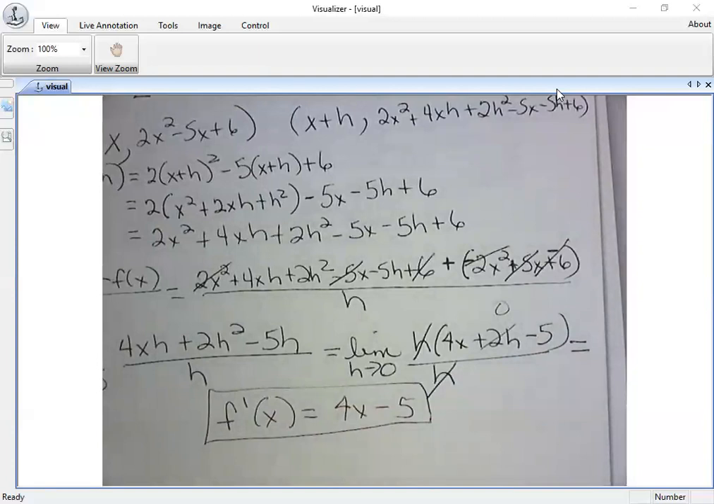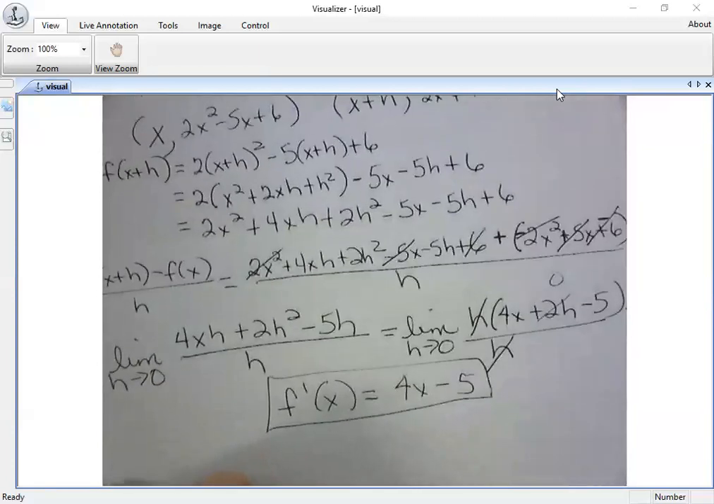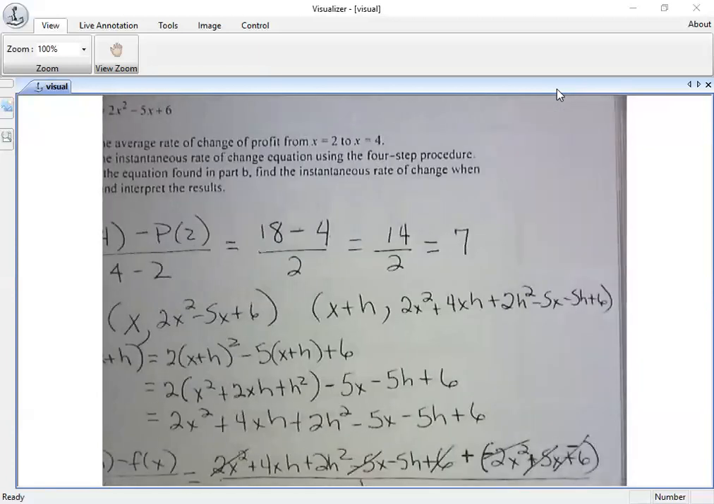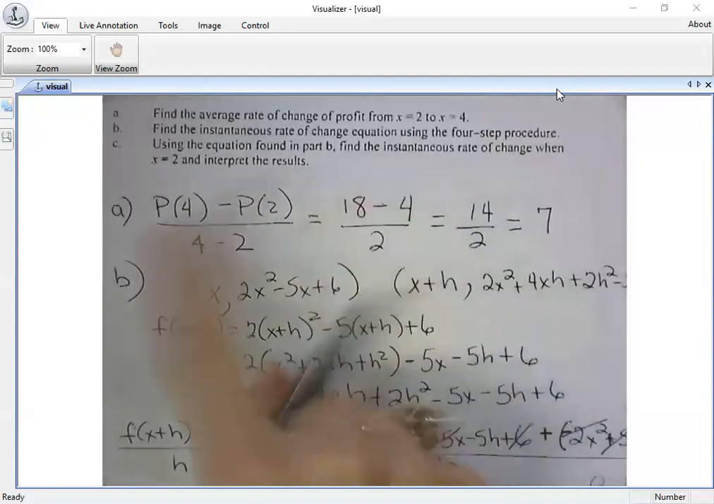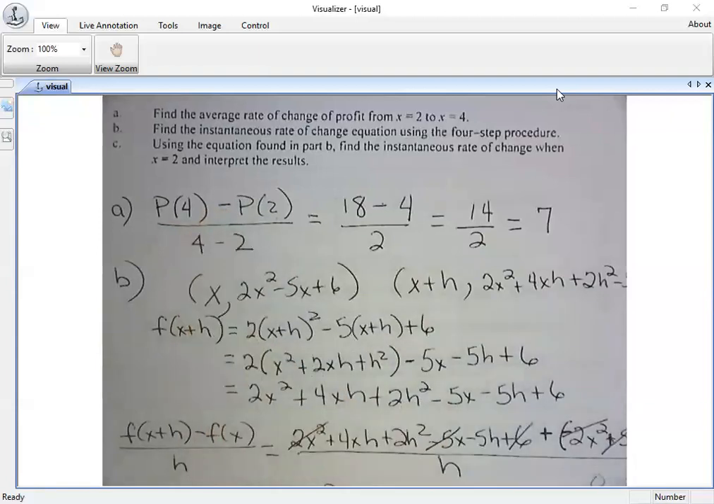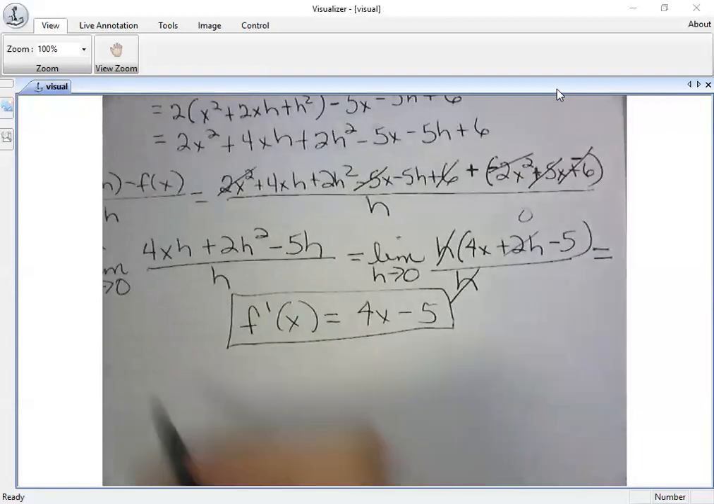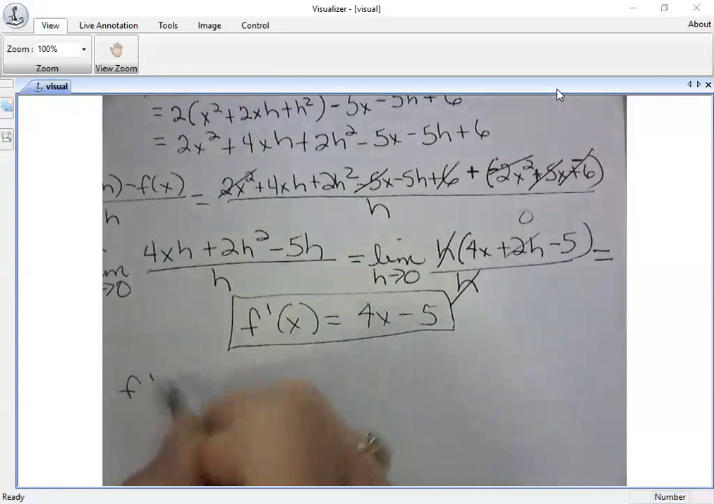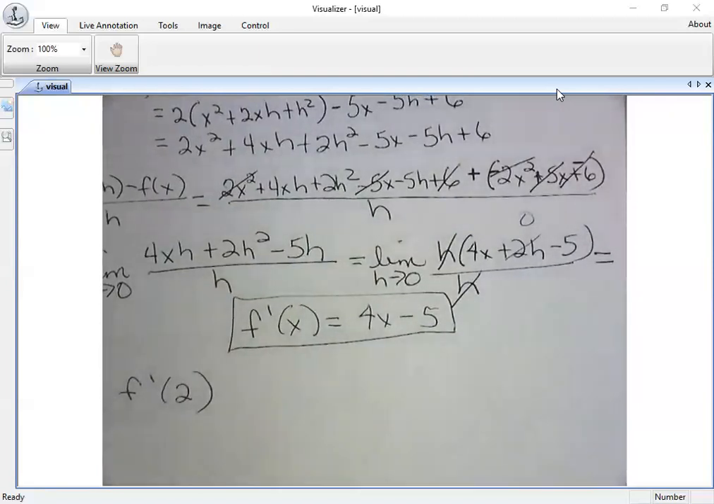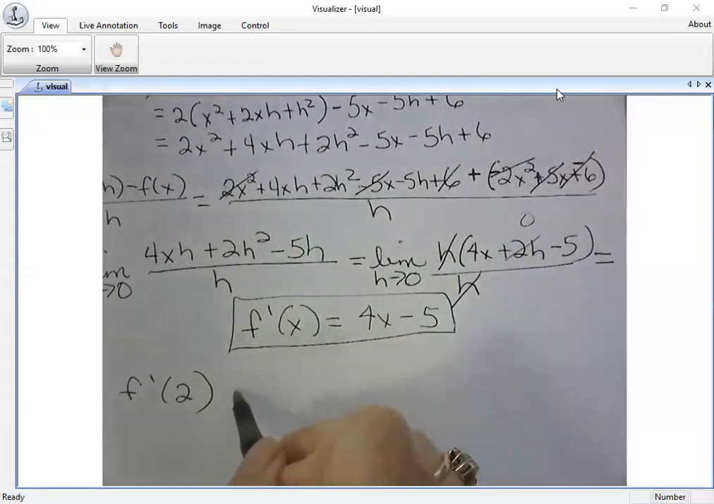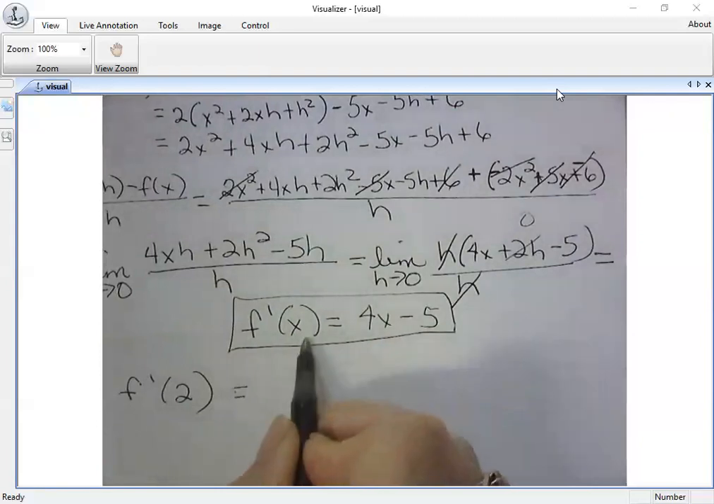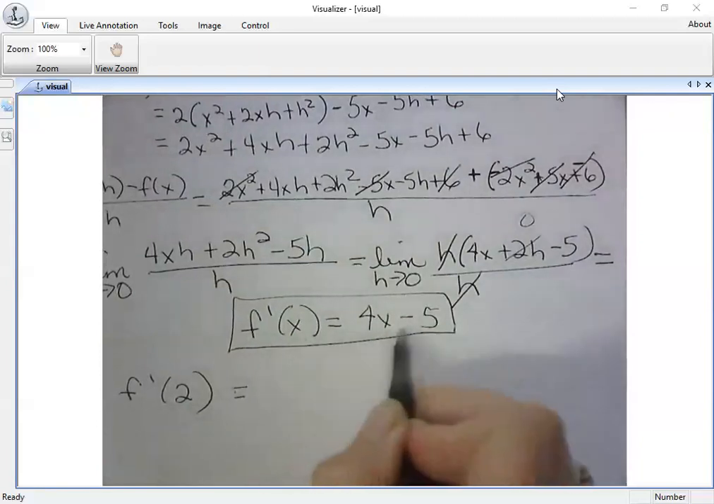Now, last part says, using the equation found in part B, what we just found, find the instantaneous rate of change when x equals 2, and then we want to interpret the results. So that means let's find f prime of 2. So what am I going to plug 2 into? The f of x or the f prime of x? I better plug into the f prime of x, right?